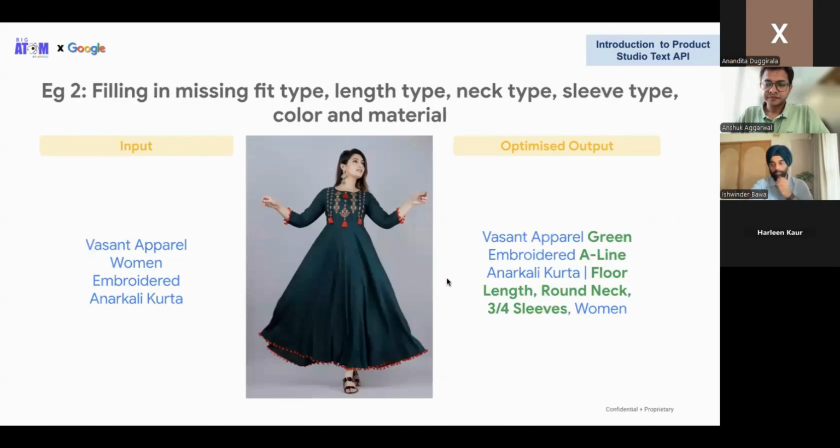This is another example where you see again color is missing, the kind of neck is missing, the sleeve length is missing. And our insights tell us that these are the kind of attributes that the users use to actually search for products such as these, and hence become important from a title point of view as well.